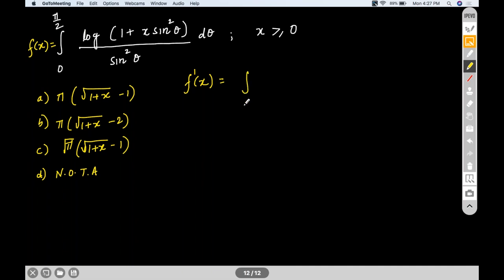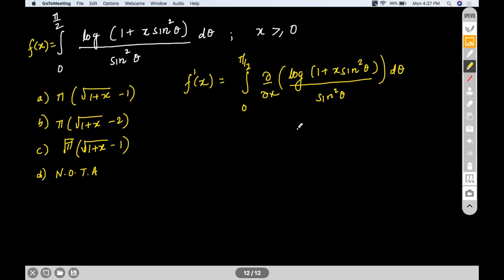Okay, so according to the Leibniz rule, this will be the partial derivative with respect to x of log(1 + x sin²θ) by sin²θ dθ. Okay, and we don't have to put the terms after this because your upper and lower limits both are constants, so the derivative of constants is going to disappear.